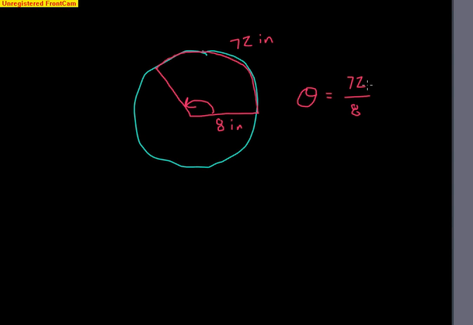I did a poor picture here because 9 radians is clearly bigger than a full circle. You know why I messed up? The circumference would be 2 pi times 8, and that's about 50 inches, and I'm at 72. So I should probably do a more reasonable example. I apologize. So let's say that this is 8 inches, and my arc length is 13 inches. This might make a little bit more sense.